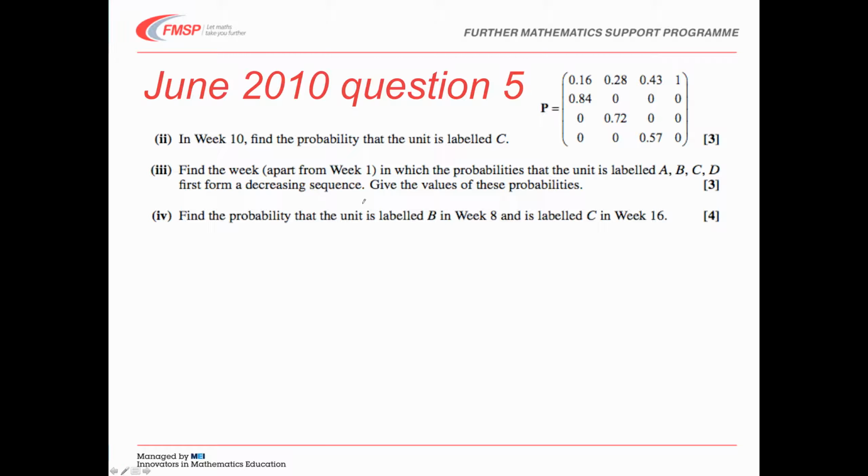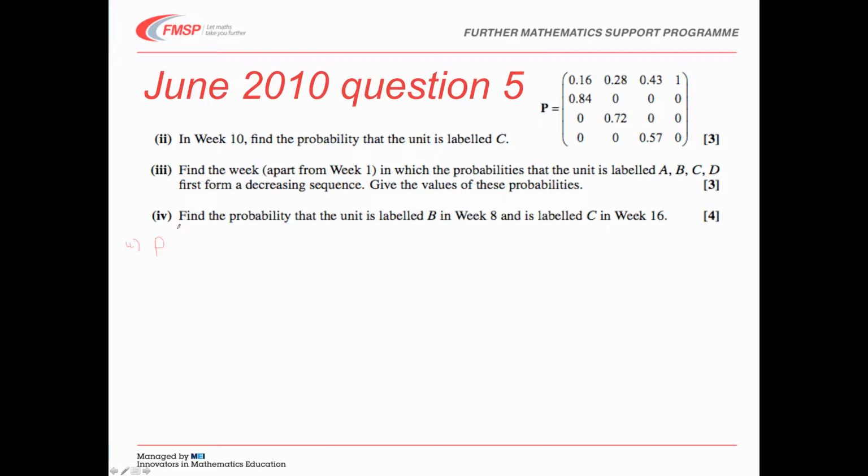It's always worth doing that as you go along. So we've got 3 questions here that we need to answer. For part 2 of this, in week 10, find the probability that the unit is labelled C. Now, we need to remember, although it's week 10, we know what happens in week 1. In week 1, it's definitely labelled A. So we're looking 9 weeks into the future. So we need to work out p to the power 9.